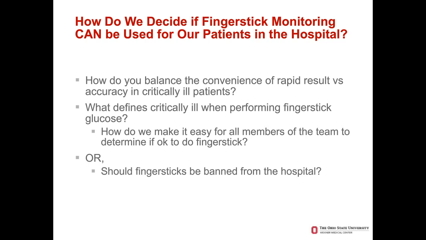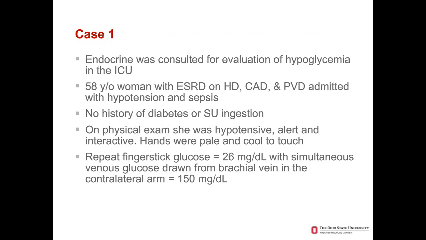So I'm going to start with a case that really brought this issue to my attention. Our endocrine team was consulted for evaluation of hypoglycemia in the ICU. This was a 58-year-old woman with end-stage renal disease on hemodialysis who also had coronary artery disease and peripheral vascular disease and had been admitted with hypotension and sepsis. She had no known history of diabetes and no known history of sulfonylurea ingestion.